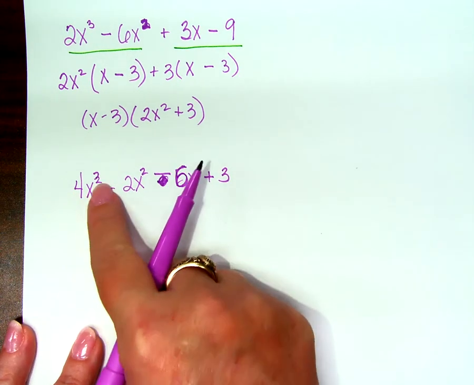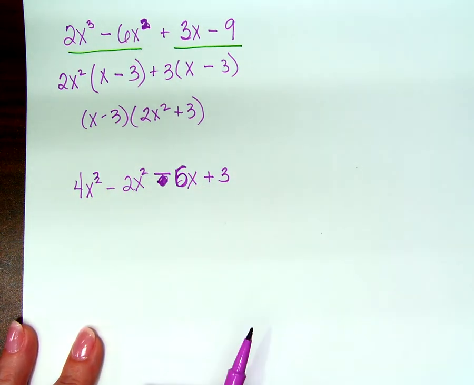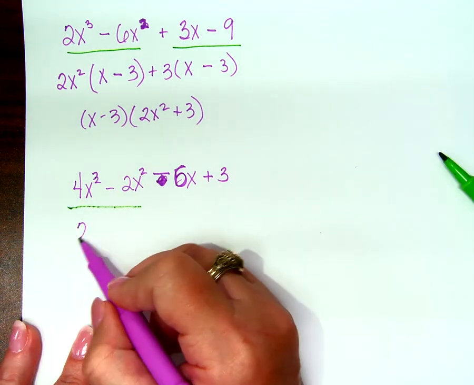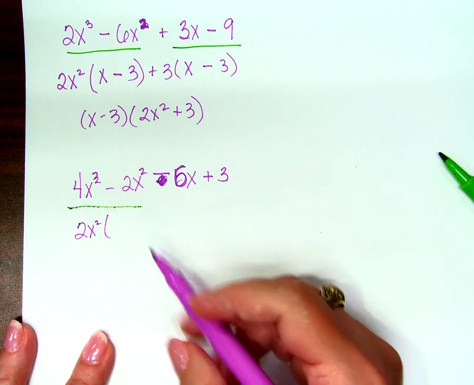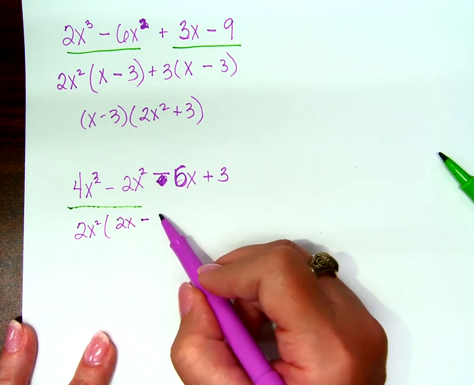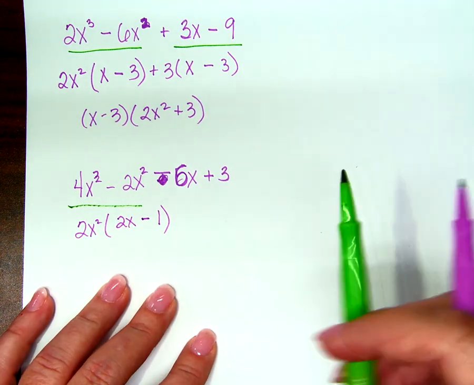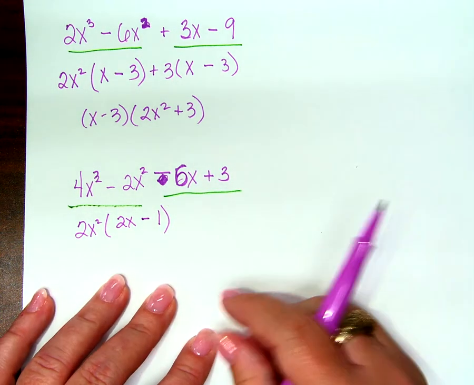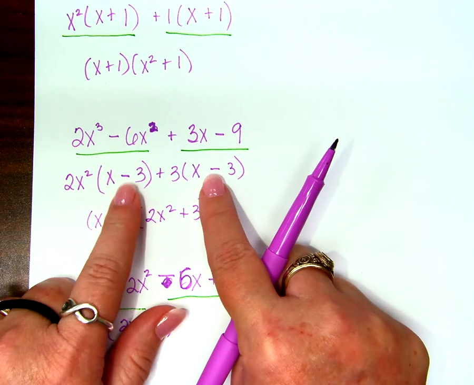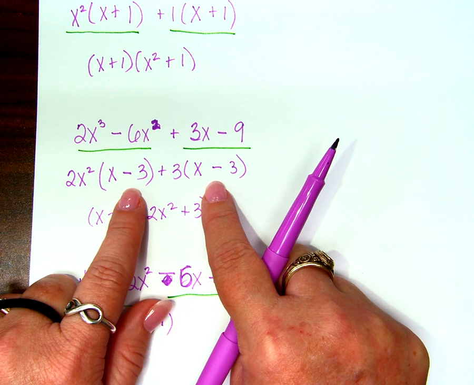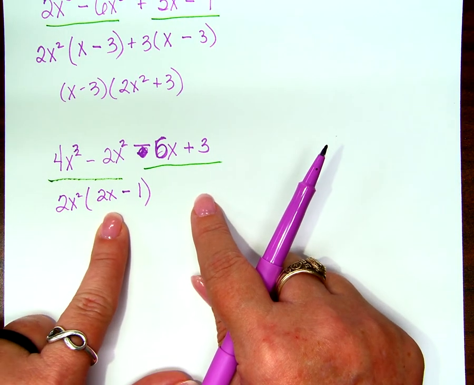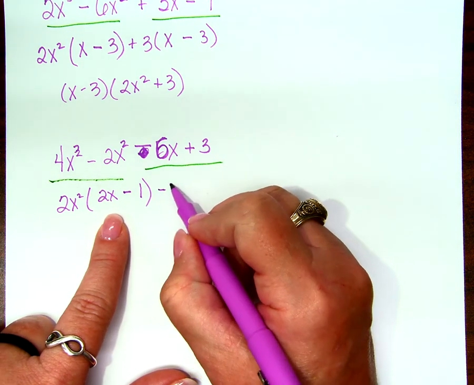So 4x to the third minus 2x squared minus 6x plus 3. What do the first two terms have in common? 2x squared. What's left if I divide the first term by 2x squared? 2x. And the second term? Minus 1. What about the second two terms? A 3. Guys, if I factor out a 3, did you notice that what has to happen is these two are the same? If I just factor out a 3, are they going to be the same? What do I need to factor out then? How about a negative 3?